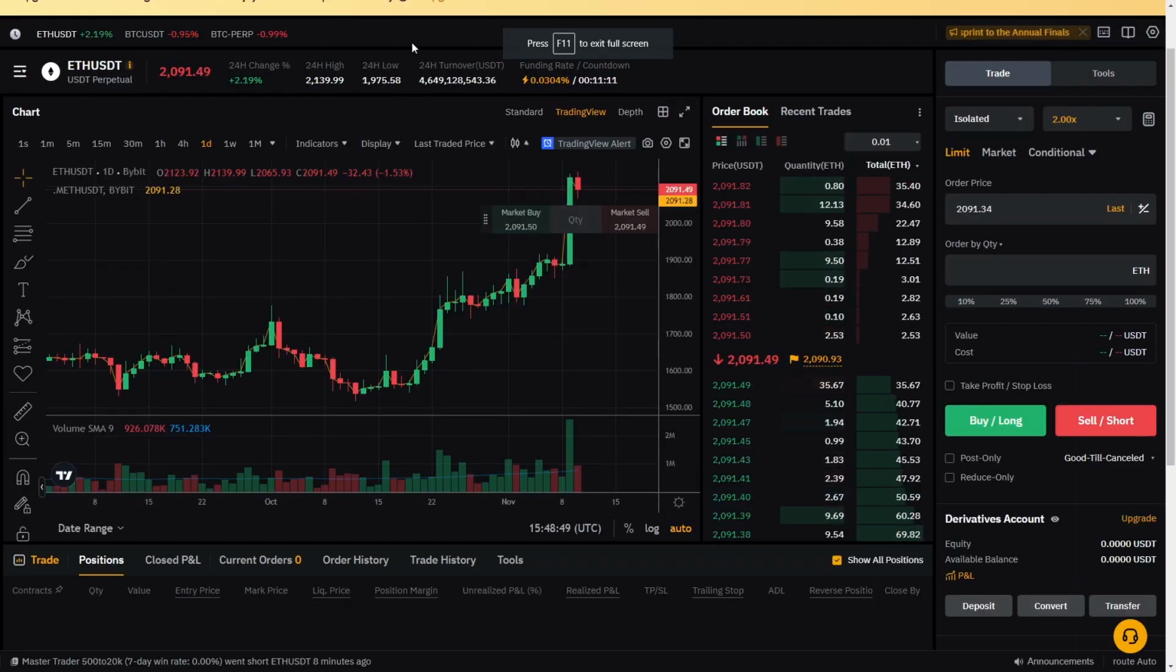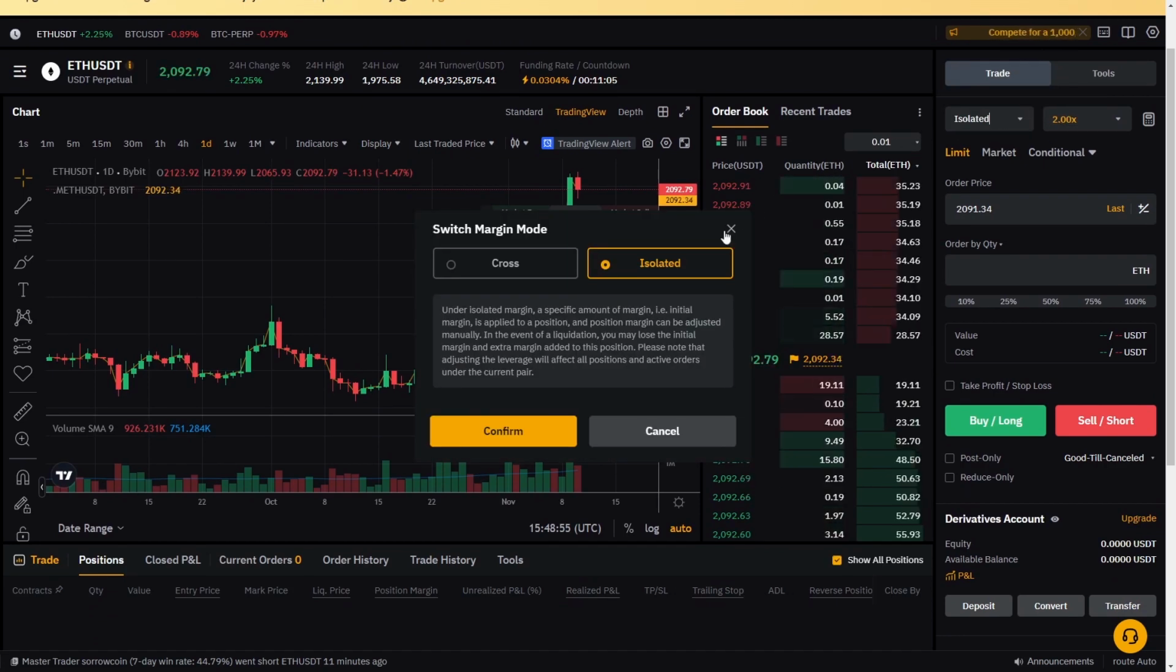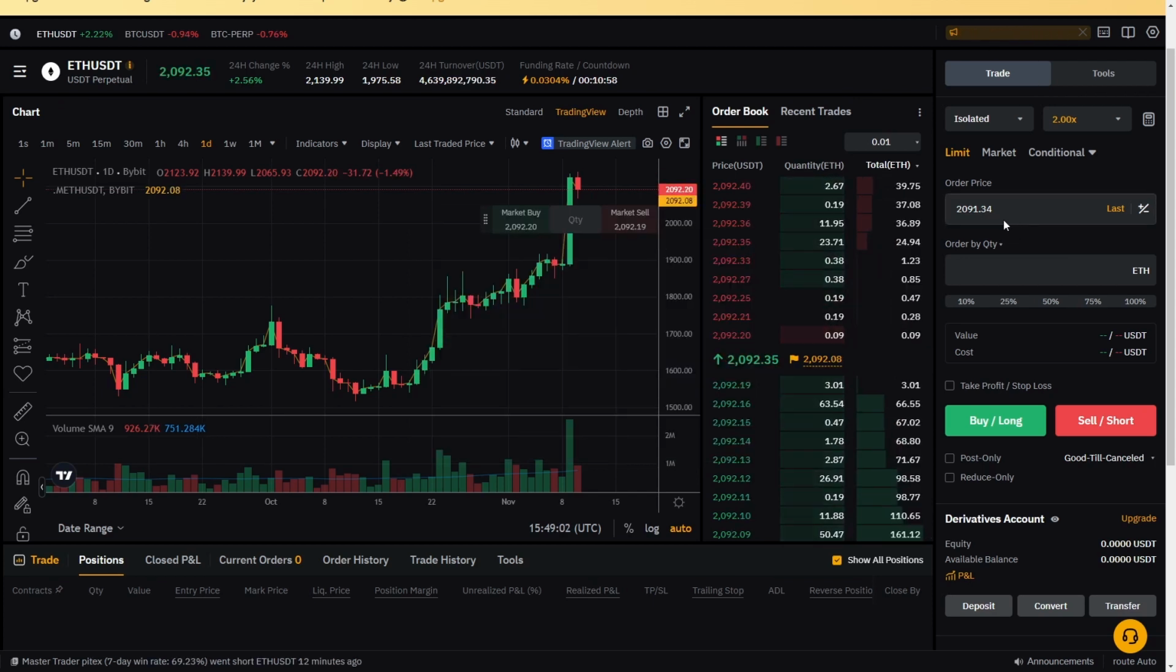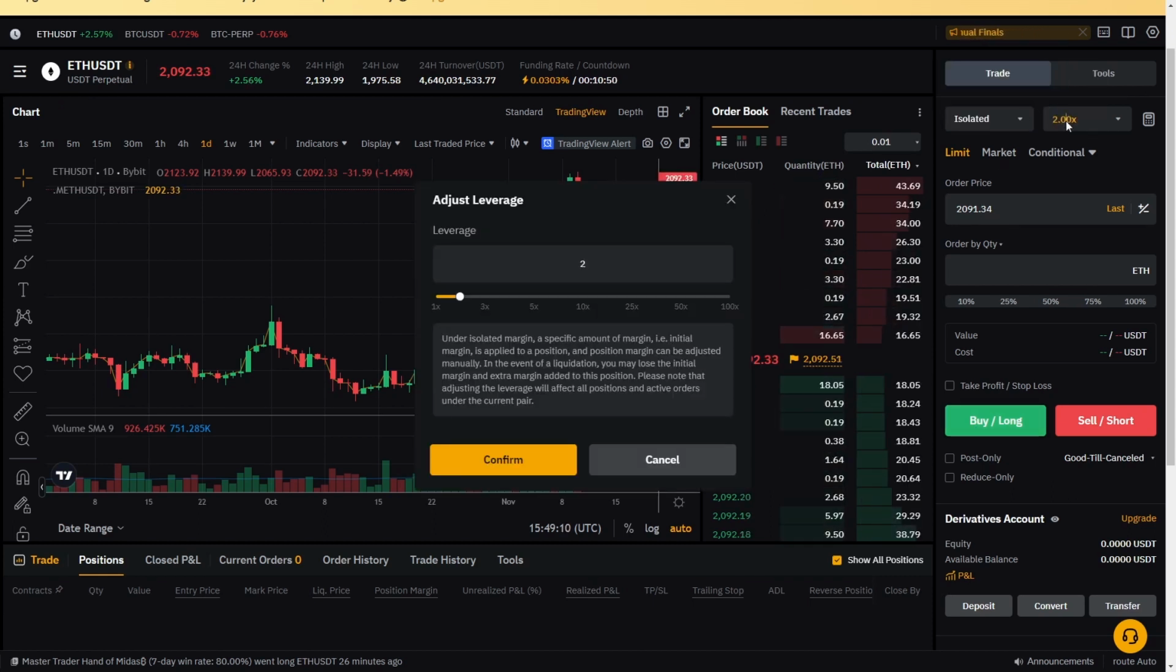Once you are on the derivative page, you can start trading and use isolated or cross margin. These are pretty specific. Most people use isolated. And you can order at specific prices. So if the price is this right now, you can order by quantity, and you can either long your crypto, and you can use leverage as well.